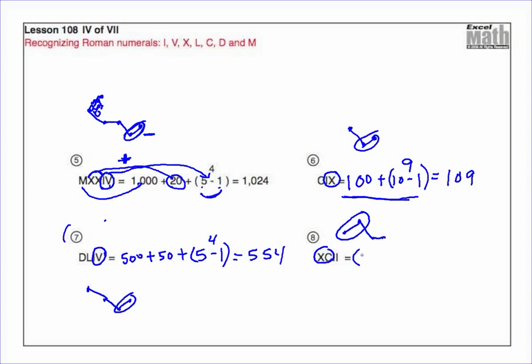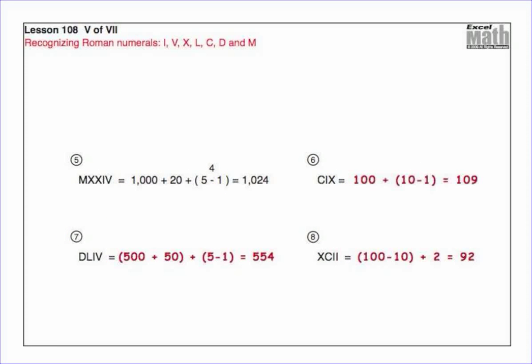So right off the bat, I'm going to switch the order and make a subtraction problem out of the 100 and the 10. 100 minus 10, and then I'm going to add my two I's together. And so 100 take away 10, of course, is 90, and then I add my 2. That's equal to 92. All right, so there you have it. There's the answer.